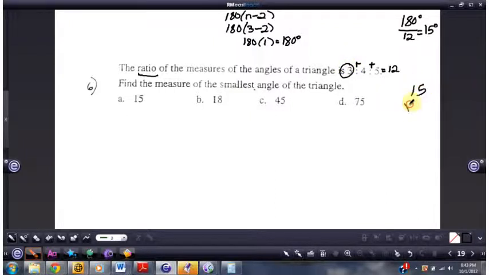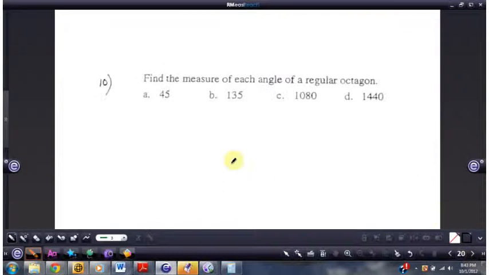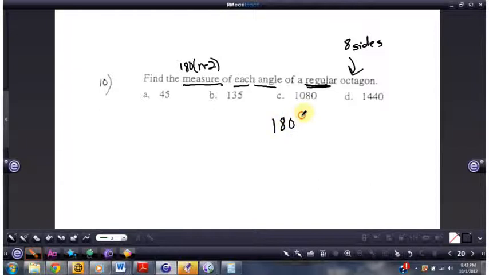Okay, I have one last question for you today. Find the measure of each angle of a regular octagon. First of all, octagon, that's an 8-sided shape. Okay, and measure normally means I'm using my trusty new formula. So I take 180 times n minus 2, which is 180 times 8 minus 2, which is 6. Go to the calculator one more time. Okay, that's 1080.